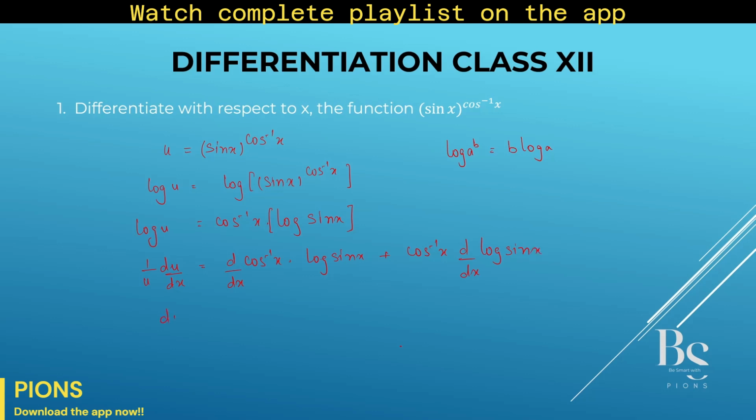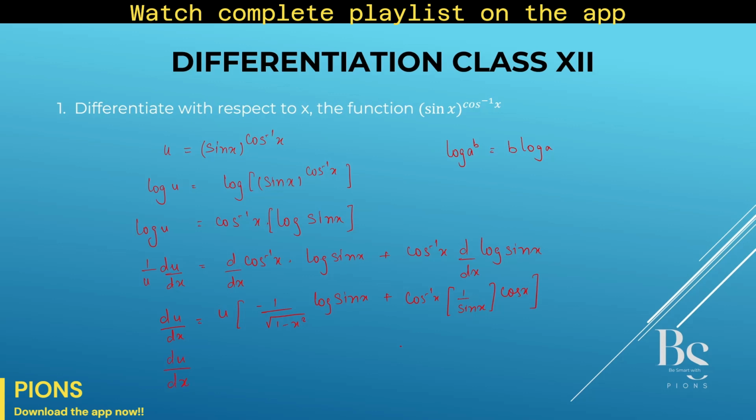Now du by dx will be equal to, take the u on the other side, derivative of cos inverse x, minus 1 by root under 1 minus x square, log of sin x, plus cos inverse x, derivative of log sin x. Be very careful. First we will differentiate log. Log of something is 1 upon something, and derivative of sin x is cos x. Done.